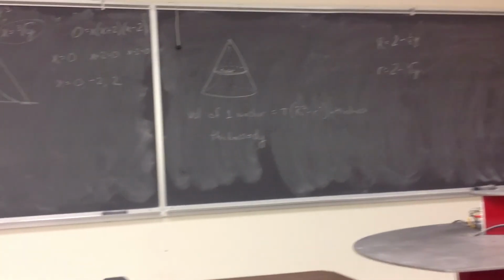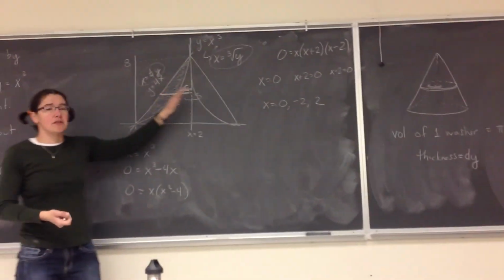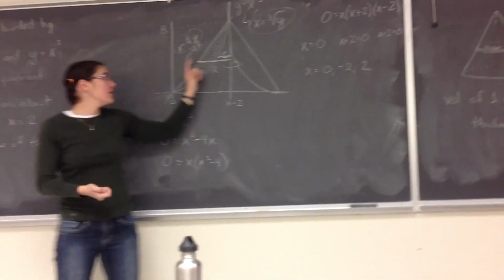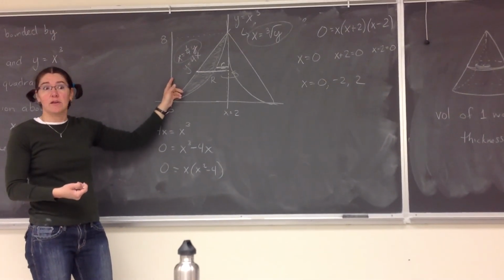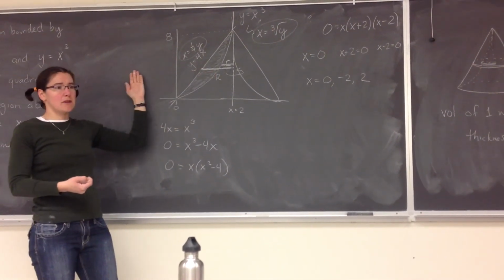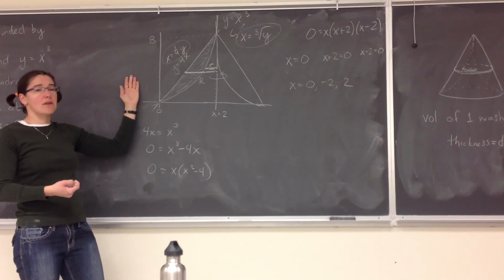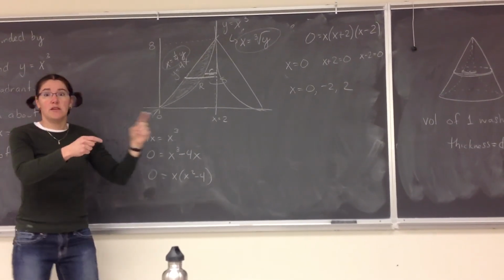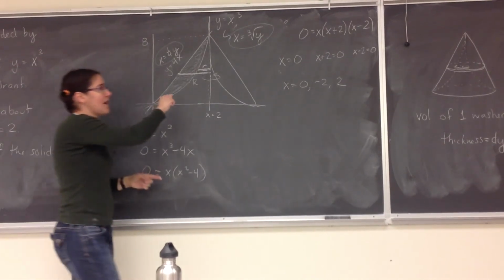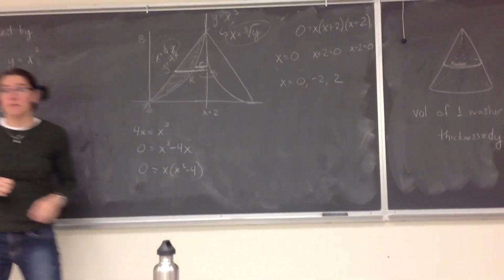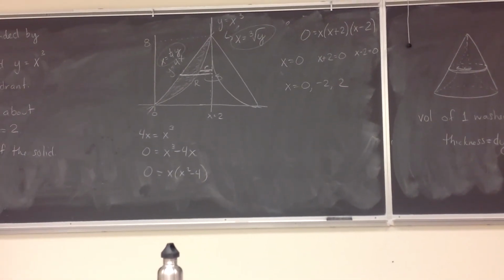One thing to think about is, if instead of rotating around x equals 2, we had rotated around the x-axis, then our radii would be different. Around the x-axis, we'd be swinging around this direction. First of all, the large radius and the small radius would be switched, and we wouldn't have this 2 minus part involved with it. It would just be the name of the function.